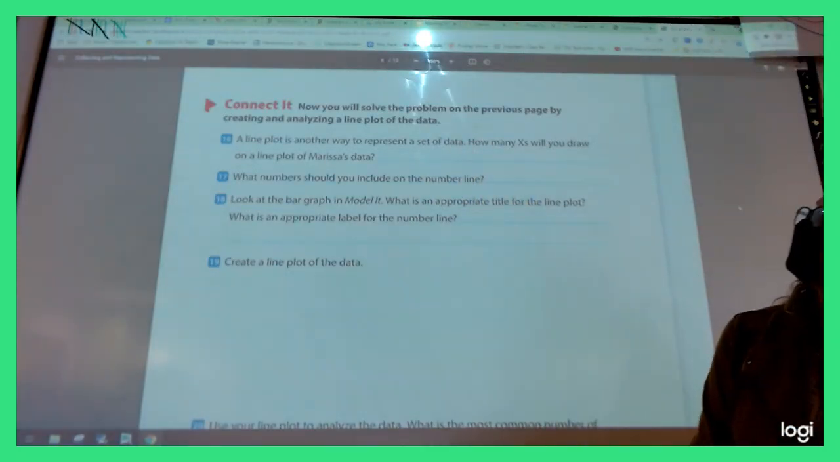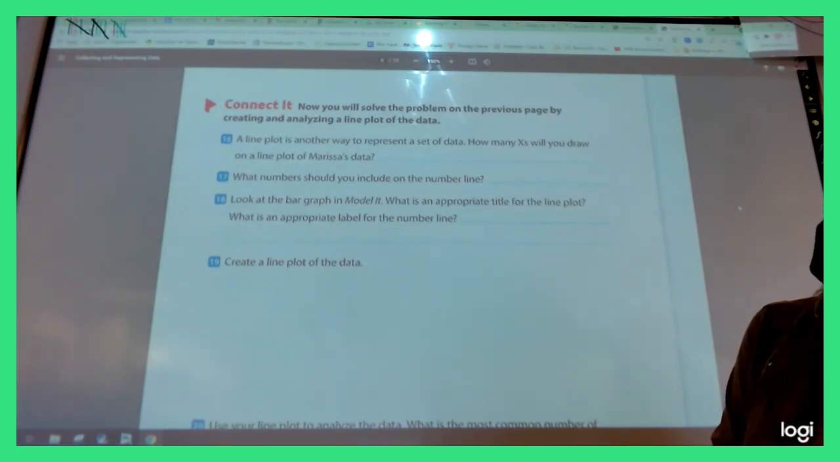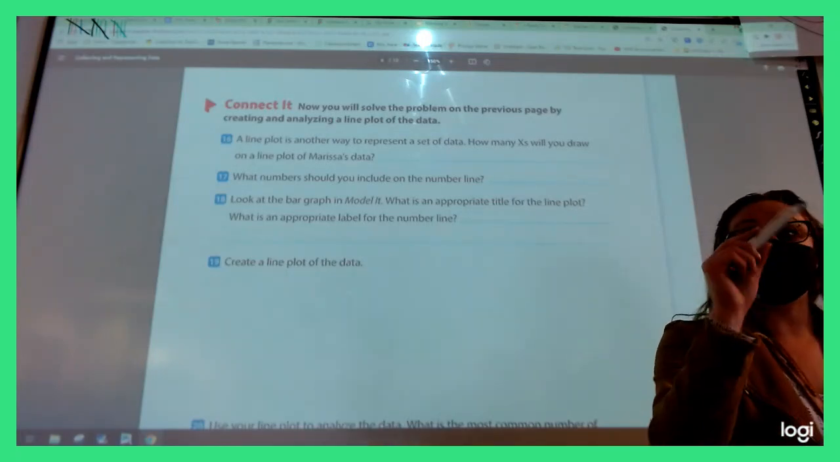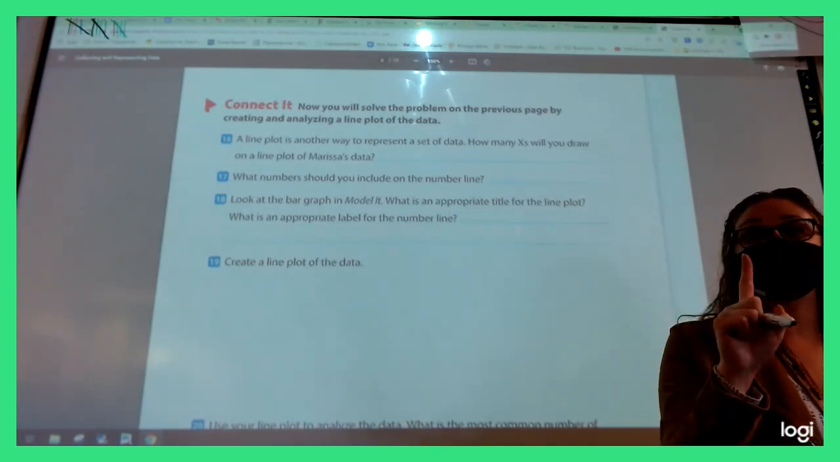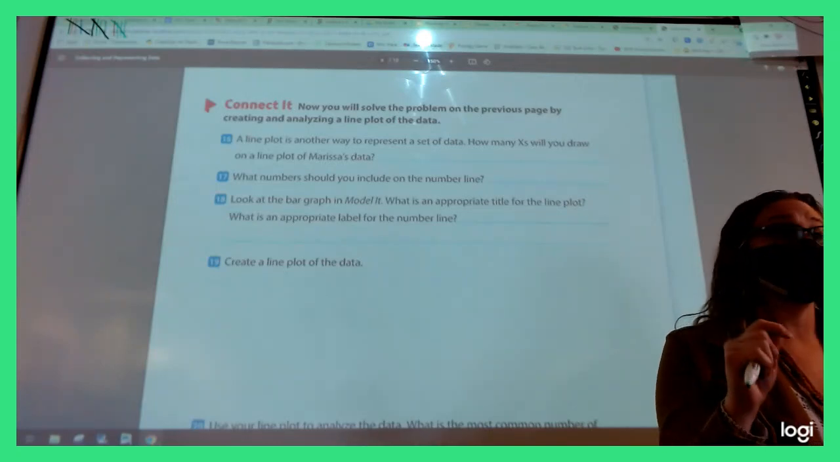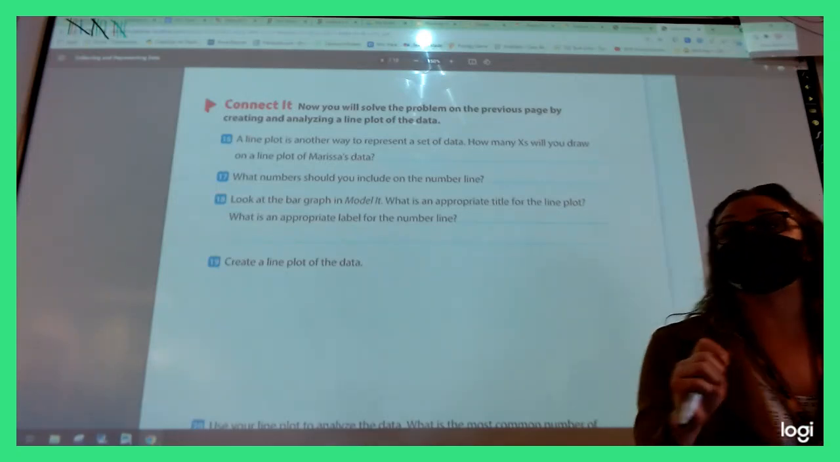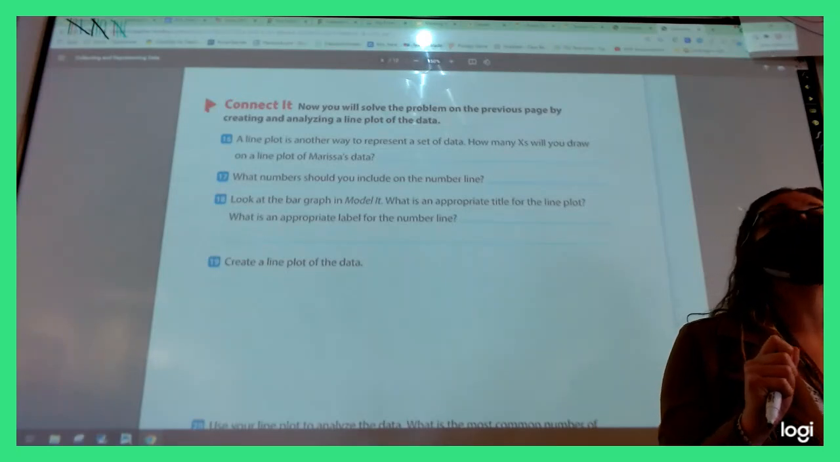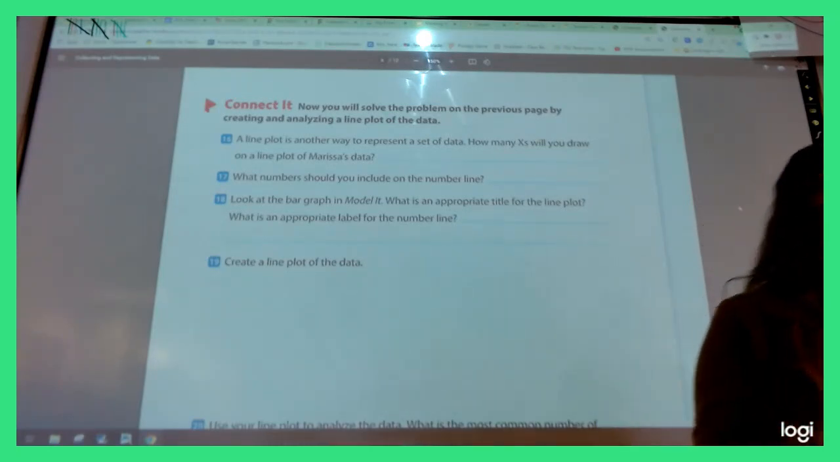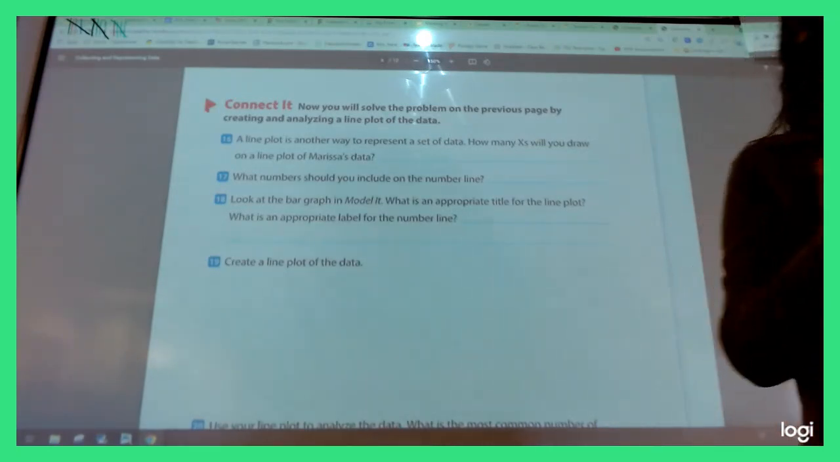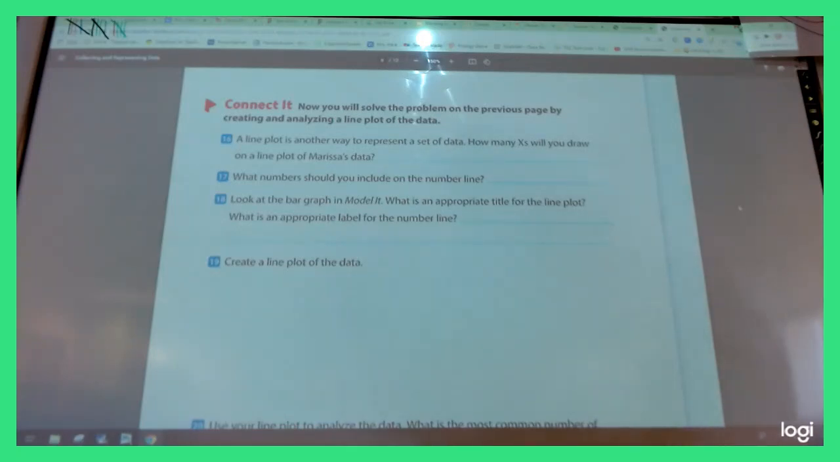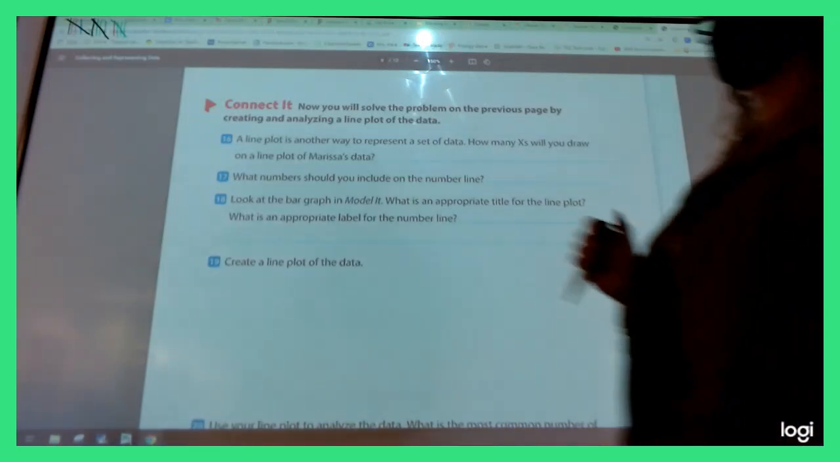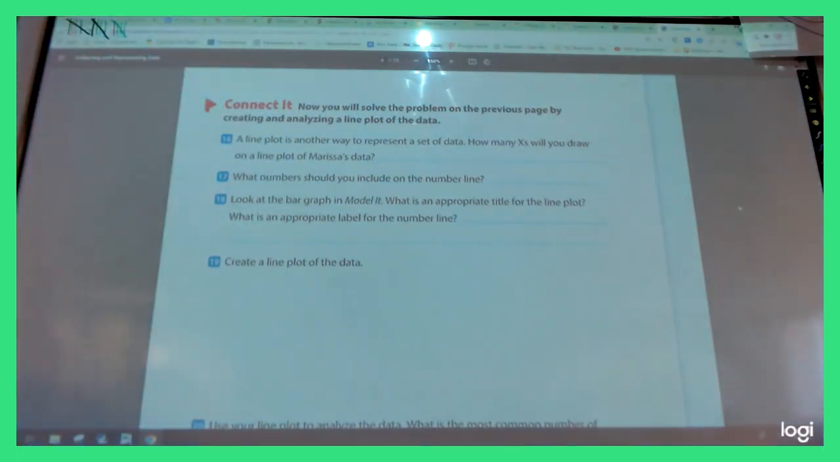A line plot is another way to represent a set of data. How many x's can you draw on a line plot of Marissa's data? All right, remember yesterday, each X is one thing. So how many numbers did she have in her list? You guys are going to have to count. Go ahead and count. How many X's will we need total for Marissa's data? So that long list of numbers, you guys have to count them for me. Marissa's numbers on the first page that we went over. Here's all her data points.